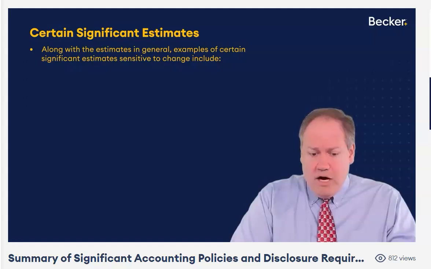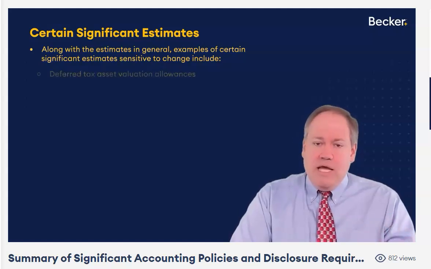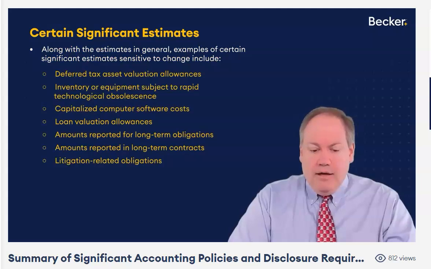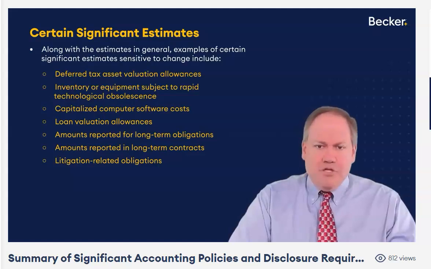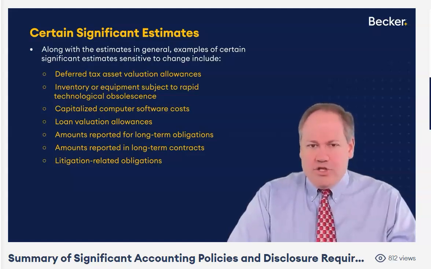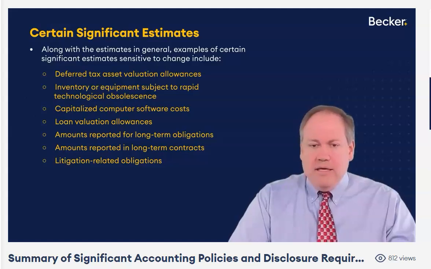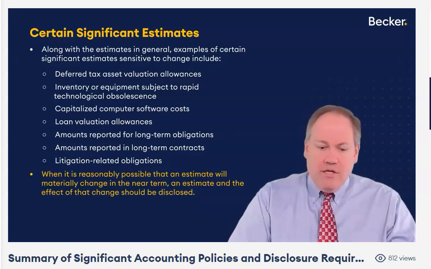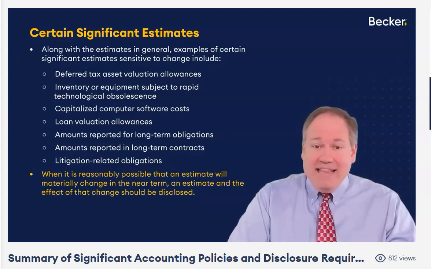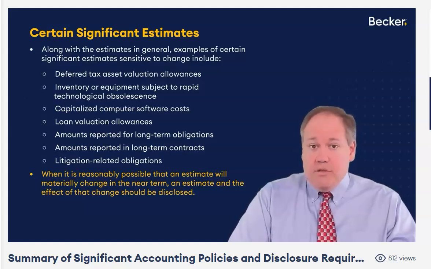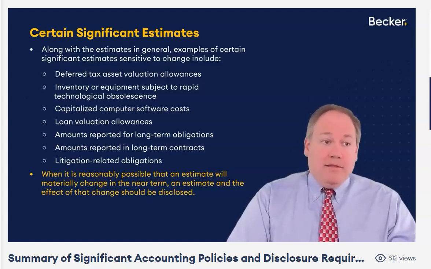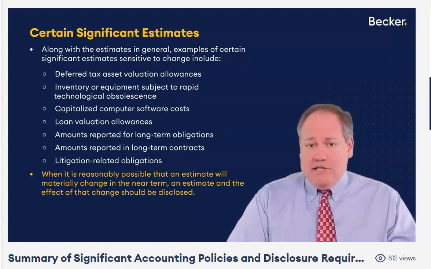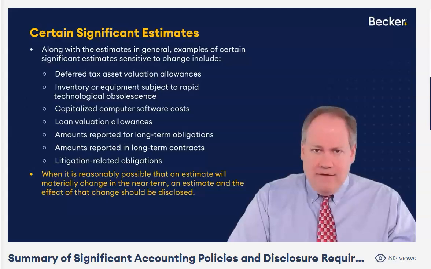All right, in addition to estimates in general under the broad umbrella of disclosing risks and uncertainties, there's also a requirement for certain significant estimates. You can see a listing of some of those here, from deferred tax asset valuation allowances to litigation-related obligations and a number of others. But here's the kind of threshold. What would put something on this list? Here's when it is reasonably possible the estimate will materially change in the near term, then an estimate and the effect of that change should be disclosed. So perhaps it's because you think that the lawsuit's going to be resolved and it's going to change that estimate in the near term. Whatever the case may be, if that's true, then you should provide that information.